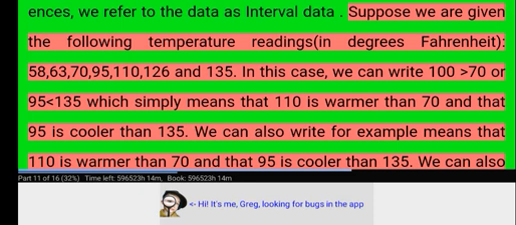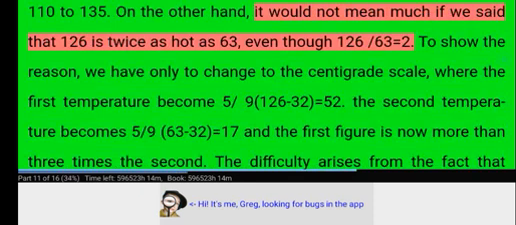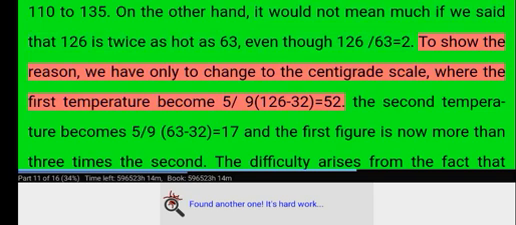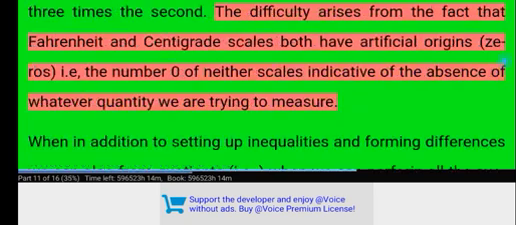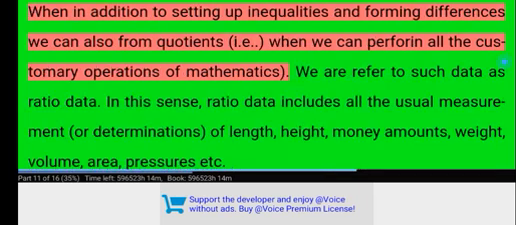On the other hand, it would not mean much if we said that 126 is twice as hot as 63, even though 126 over 63 equals 2. To show the reason, we have only to change to the centigrade scale, where the first temperature becomes 5/9 times 126 minus 32 equals 52. The second temperature becomes 5/9 times 63 minus 32 equals 17, and the first figure is now more than 3 times the second. The difficulty arises from the fact that Fahrenheit and centigrade scales both have artificial origins, or zeros, i.e., the number 0 of neither scale is indicative of the absence of whatever quantity we are trying to measure.